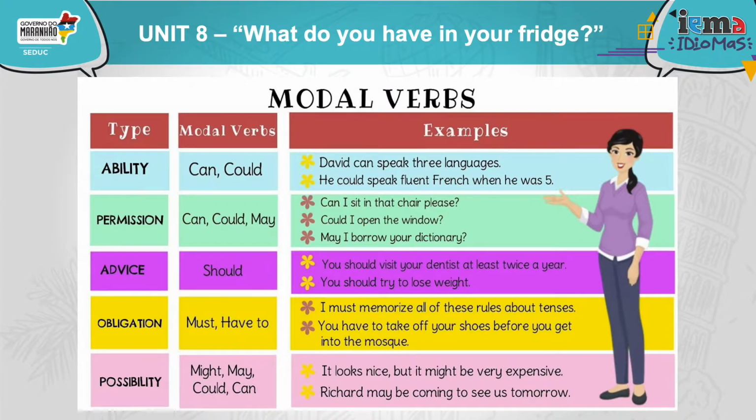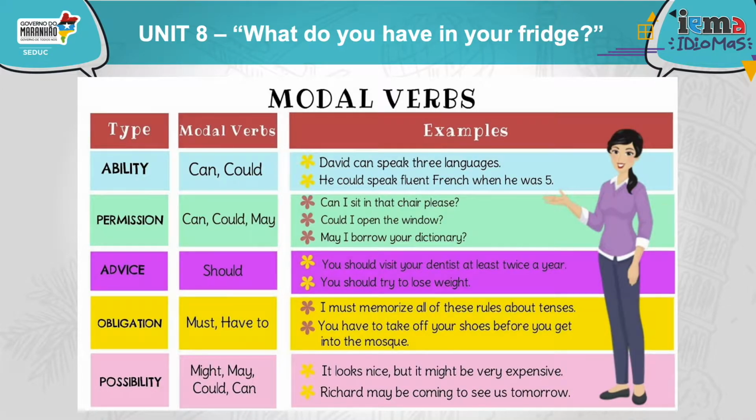We also have there permission. So we can also use can and could to ask for permission to do something. So for example, can I sit in that chair, please? Or could I open the window? Could I open the door, for example? Or if it's someone very important, for example, the president, you are in a very formal situation, you can use may. So may I borrow your dictionary, or may I leave this meeting, for example. So these are examples of asking for permission to do something.